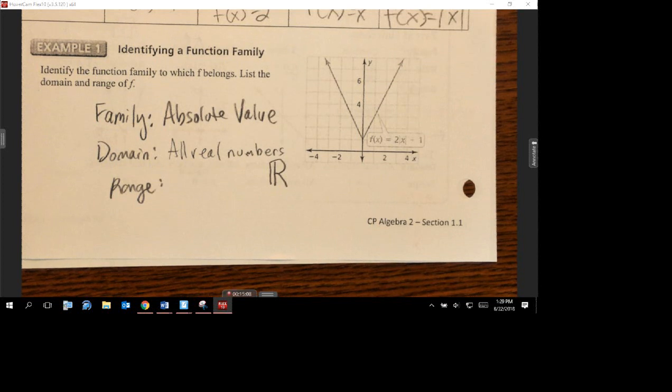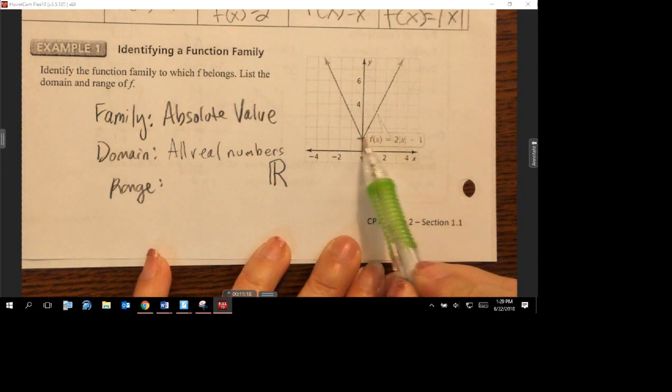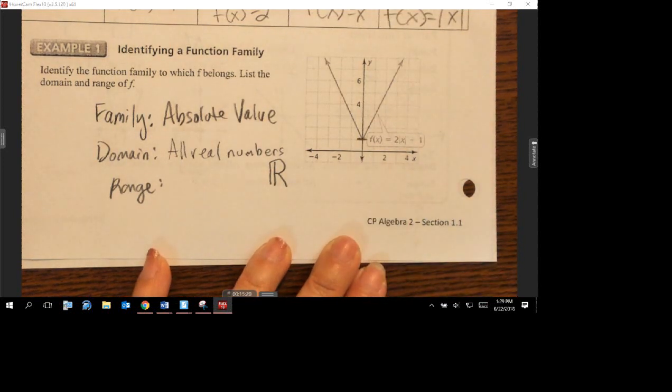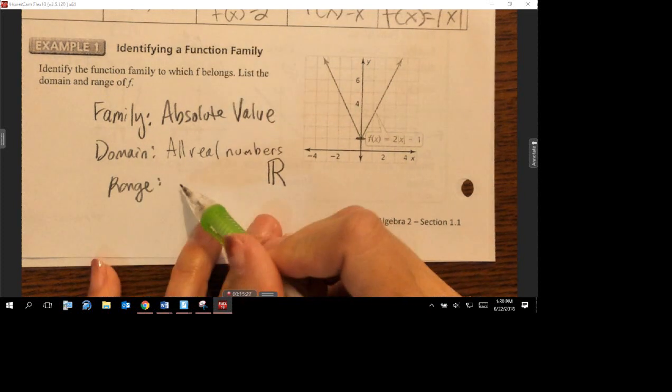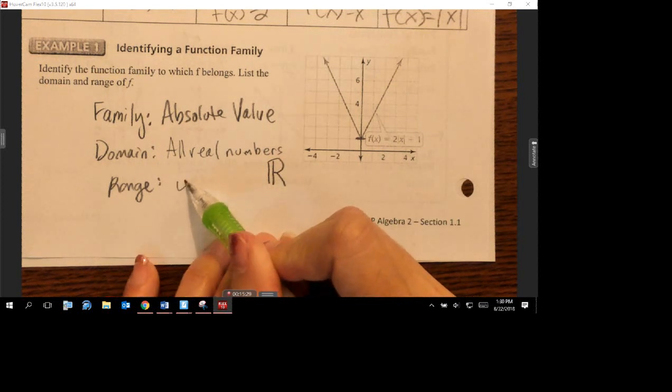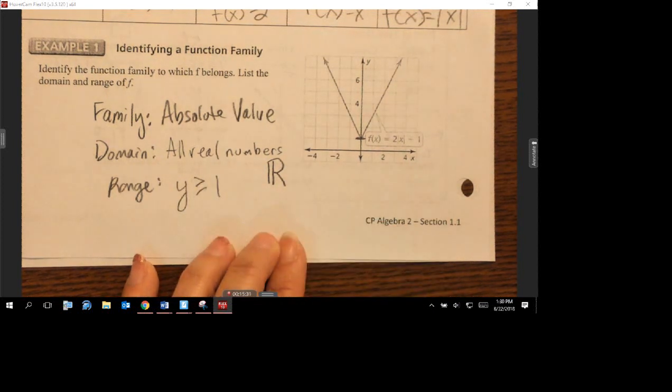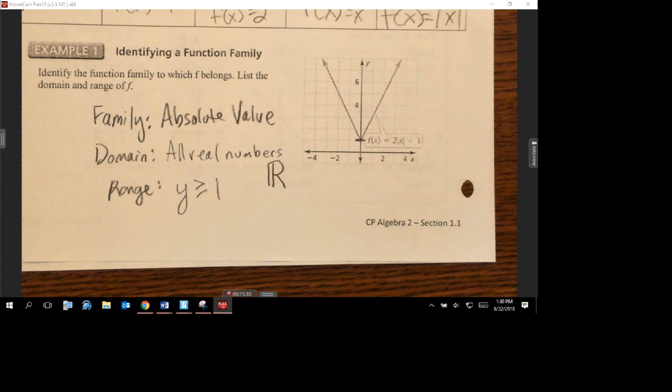All right. Range is how low does it go, and then how high. So how low to how high. Morgan, how low, Y value, what's the lowest it goes to? 1. And then does it go above it or below it? I go above. So it would be Y is greater than or equal to 1. Perfect. Y is greater than or equal to 1. So you just have to go through those thoughts.